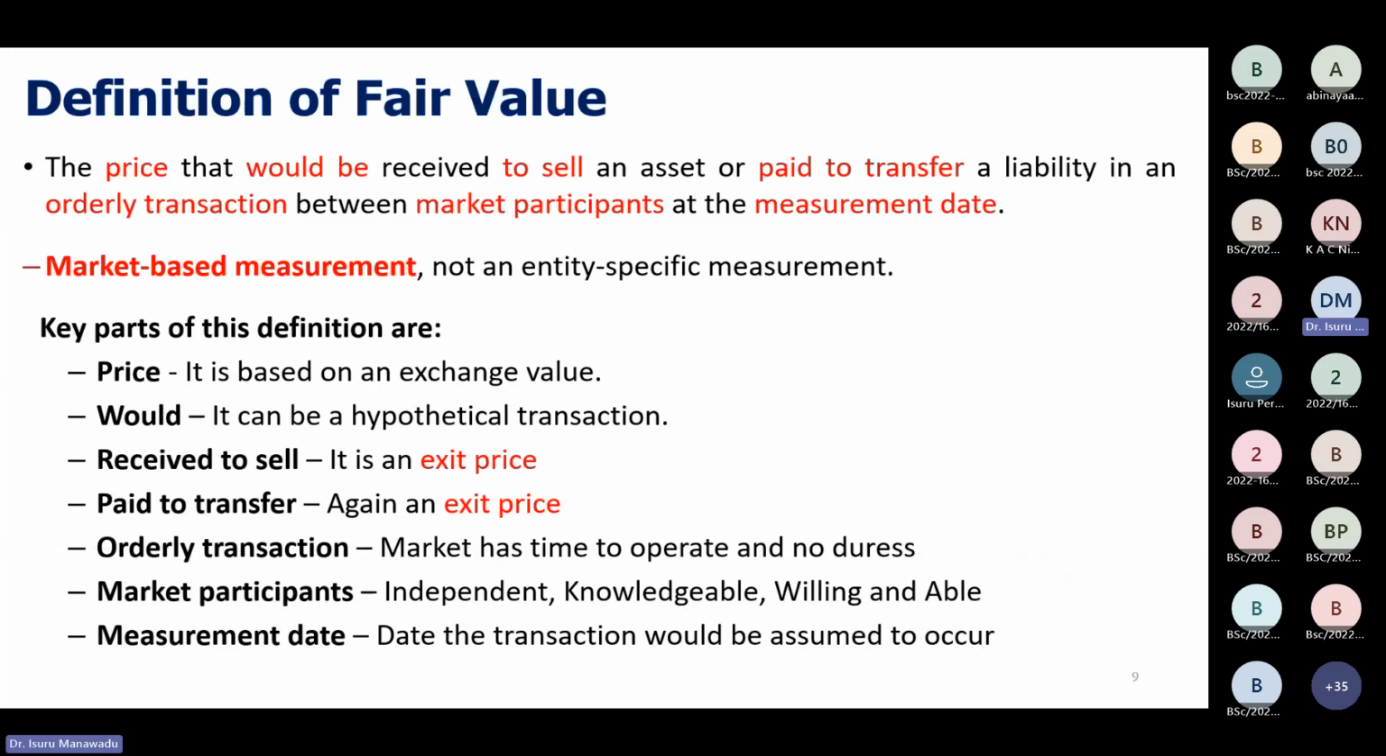That is unfair. That's why in the definition, market participant should be independent, knowledgeable, willing.